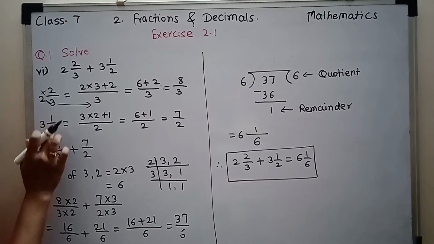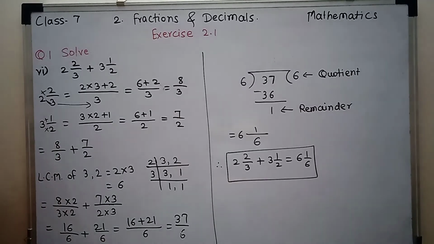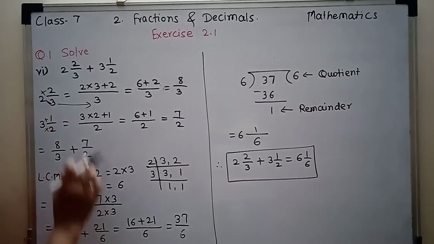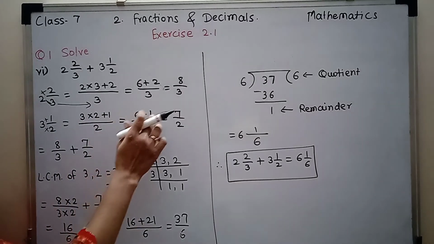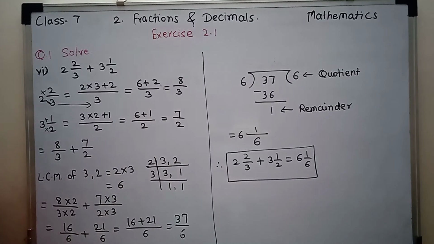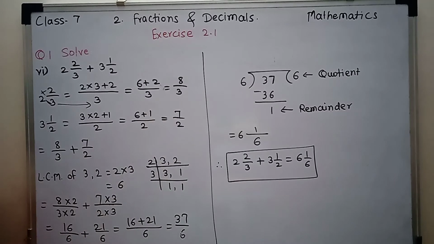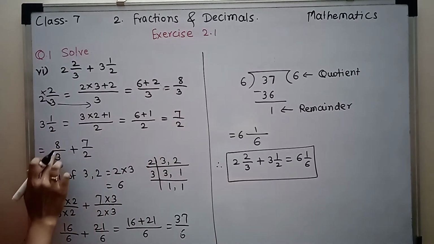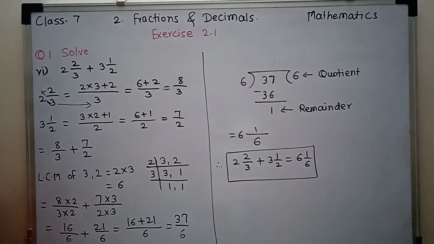Similarly, we will convert the other mixed fraction into a simple fraction. So 3 1 by 2. We need to multiply 3 into 2 and add the numerator. So 3 into 2 plus 1 divided by 2. So 3 twos are 6 plus 1 divided by 2. 6 plus 1 is 7 upon 2. And therefore 3 1 by 2 is equivalent to 7 by 2. Equivalent means having the same value. Now instead of 2 2 by 3 we can write 8 by 3, and instead of 3 1 by 2 we can write 7 upon 2.